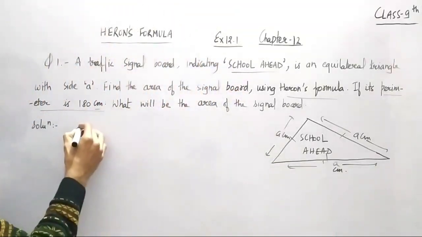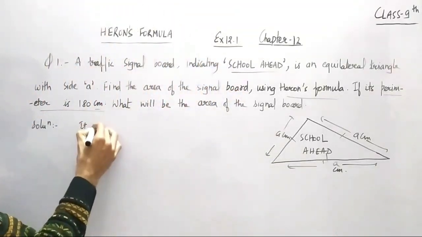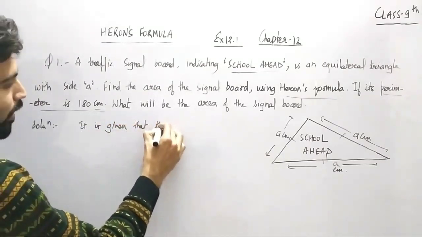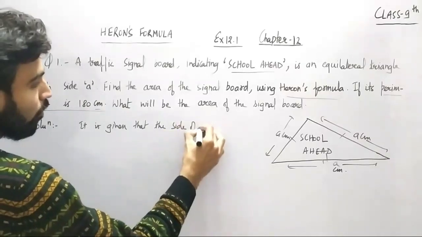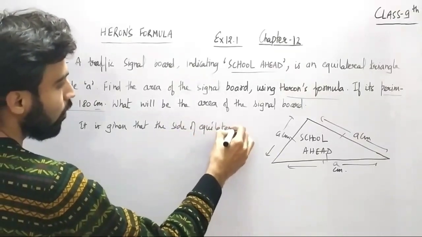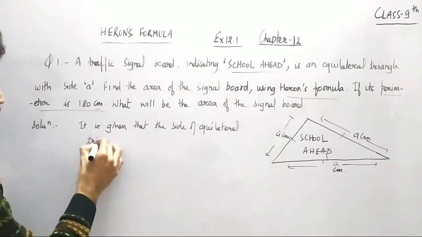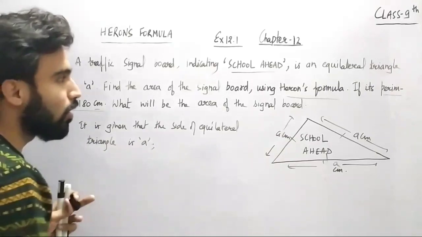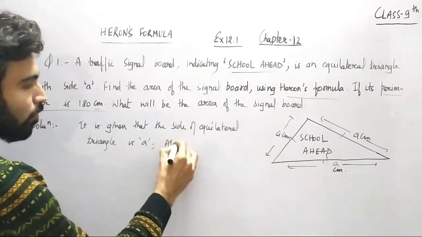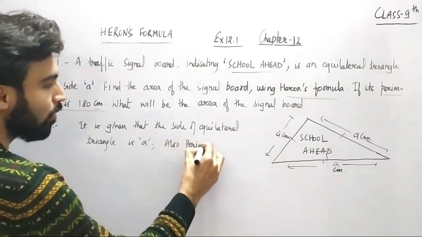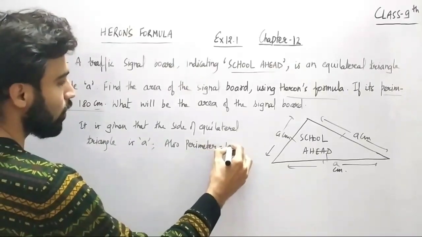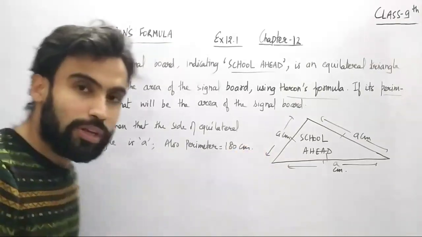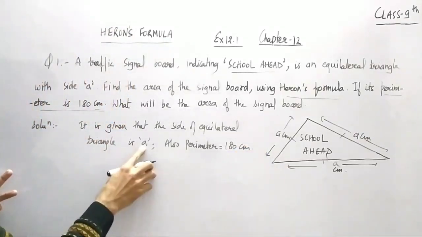So first of all, you can see it is given that the side of the equilateral triangle is a. Also the perimeter is given to us as 180 centimeters, right? Let me just correct that. So the first thing is, I know the side is a.